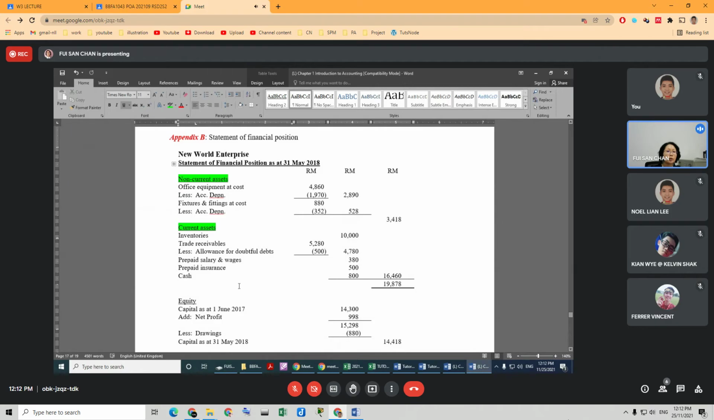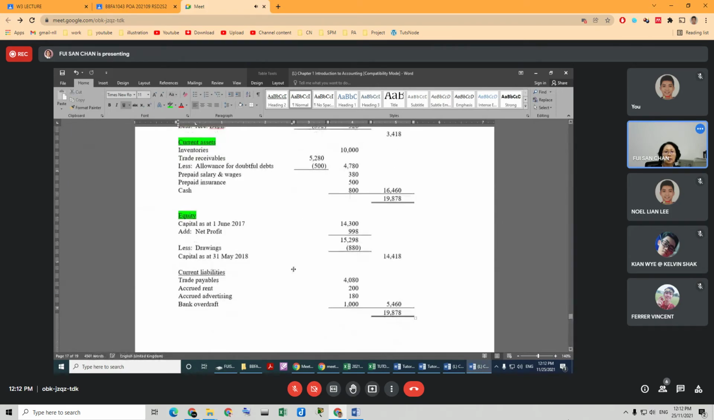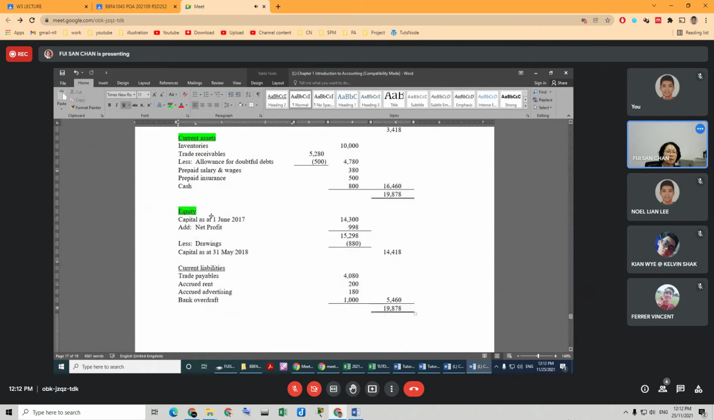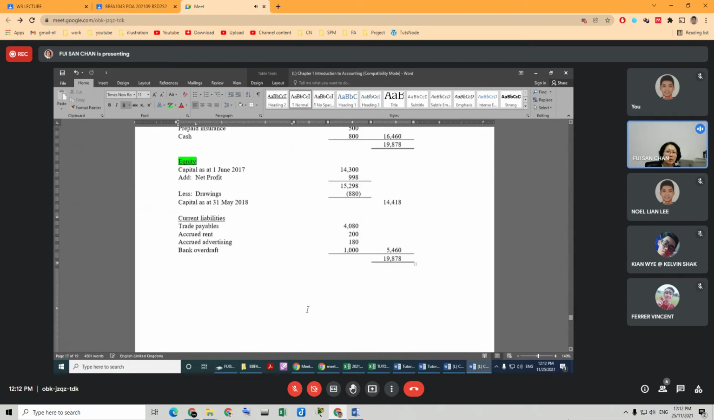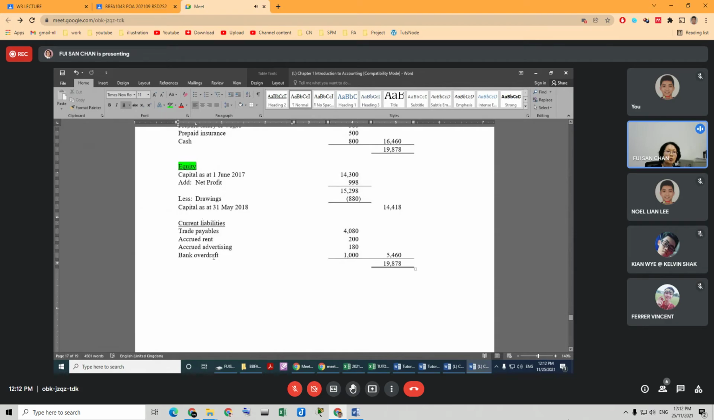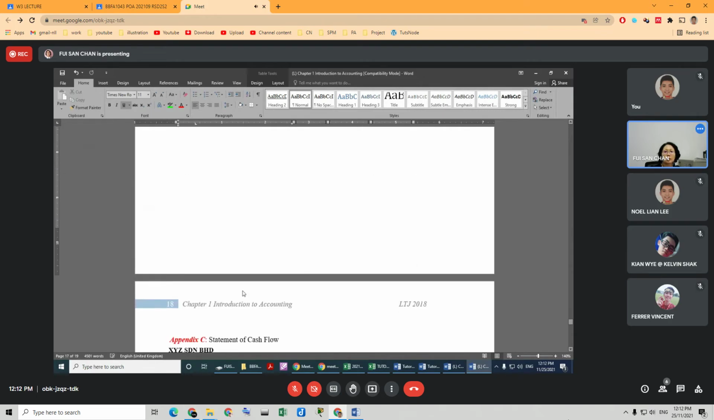And then it is followed by equity, which is your capital. You always start with your opening capital, add profit, less drawing. This is your closing capital. From this question, I know that there is no non-current liability, because if you have a non-current liability it will be on top of current liability, right?